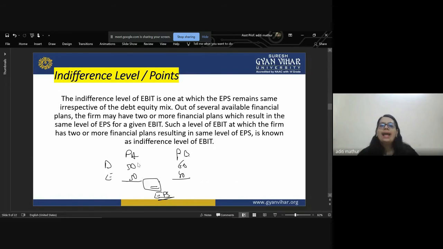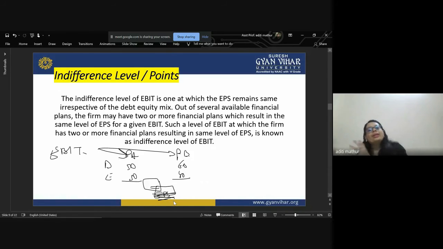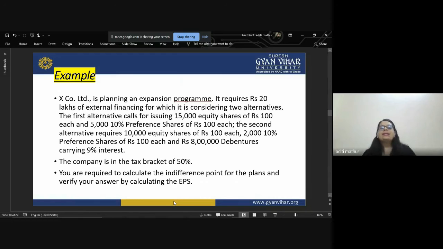So that means it is that level of EBIT at which either you have A or B, you are going to end up with the same EPS. So it doesn't matter how much debt or equity component your company is having at this point, because this is that level of earning, that is EBIT, where for both the plans your company is earning the same EPS, right? So now let us look at an example and understand this situation and calculate that point.